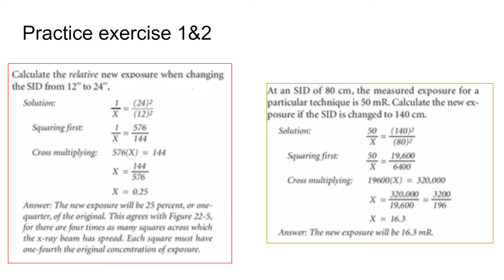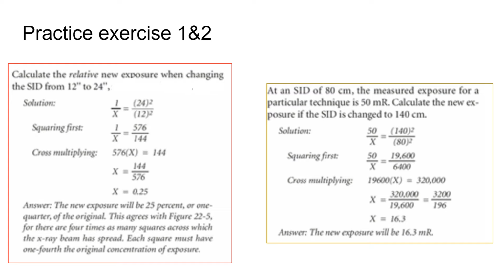So don't bother reducing or anything. You're going to have a calculator to do this. Use big numbers. It doesn't matter. So we have 50 over x is equal to 140 times 140. What is that? 19,600. 19,600. And then 80 times 80 is 6,400, right?